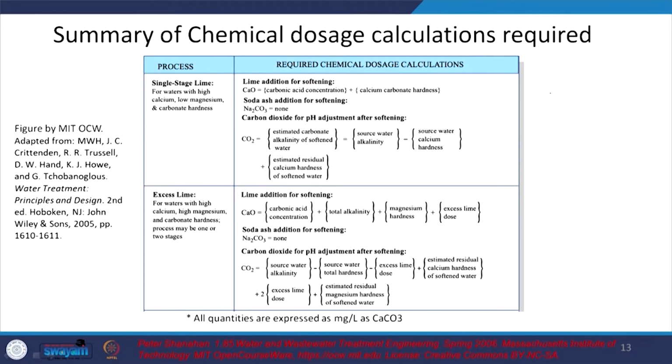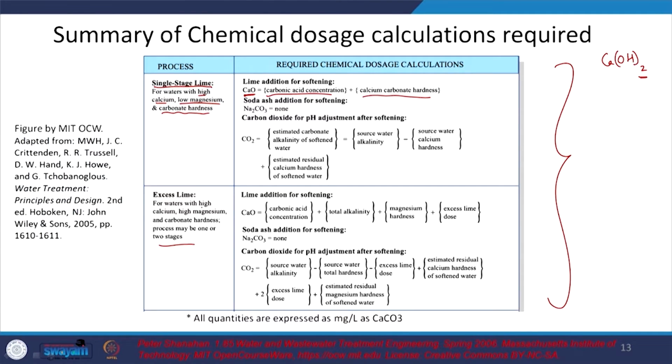This is something we already looked at in the context of that example in the last session, but we are just going to look at the overview. So, single stage, and what is it for? When there is low magnesium and high calcium, and carbonate hardness associated with it, I am just going to add the relevant lime. So, how much lime should I add? Here they are talking about lime. In general, when we talk about lime, we are talking about slaked lime, Ca(OH)2, right. Rarely will you directly add CaO, which is lime. So, carbonic acid and then calcium carbonate hardness, that is it, and Na2CO3 none.